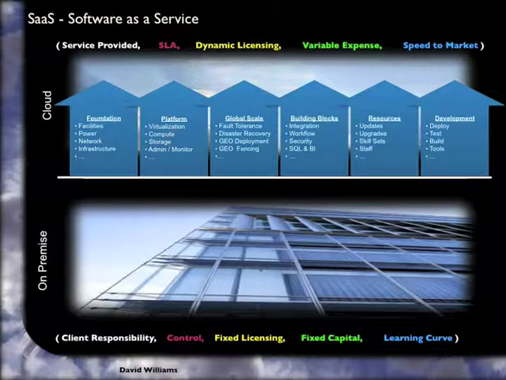As we have seen in all the classic models, they are all variations on the theme of trading control for service.